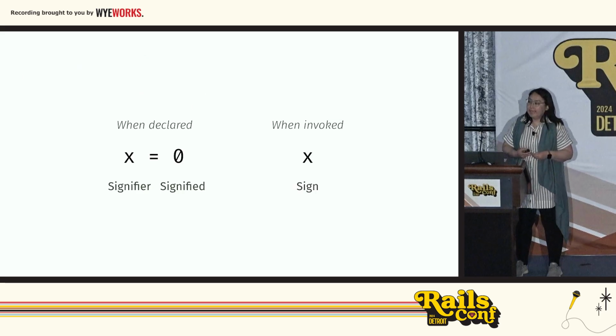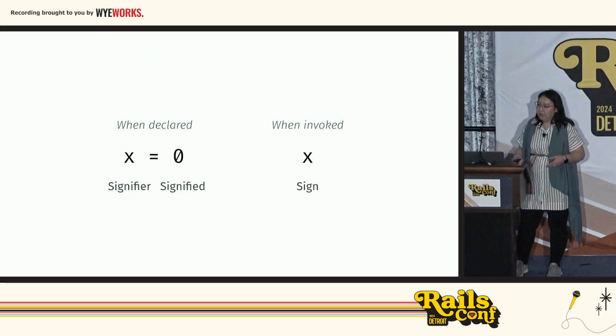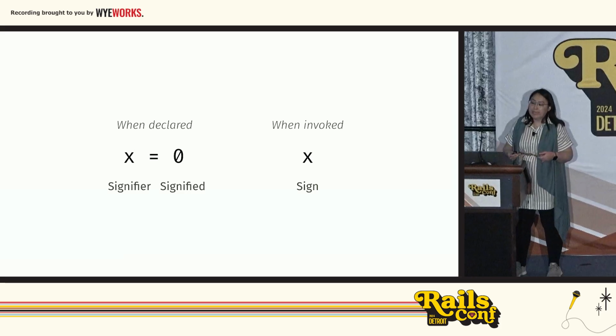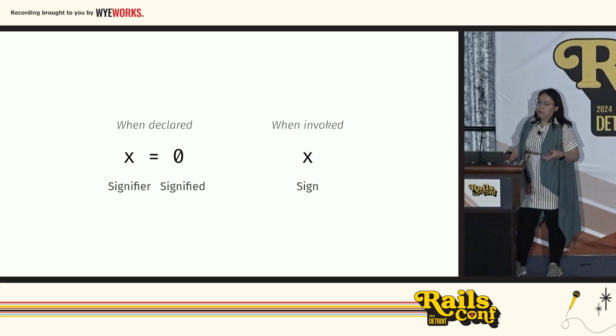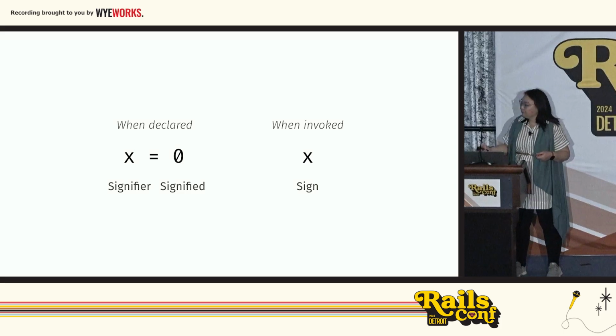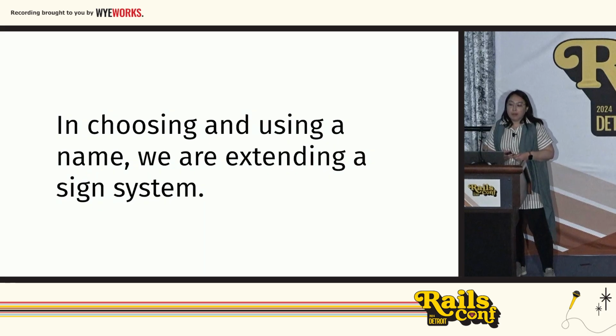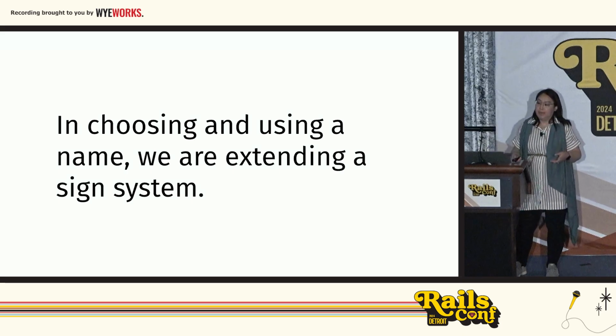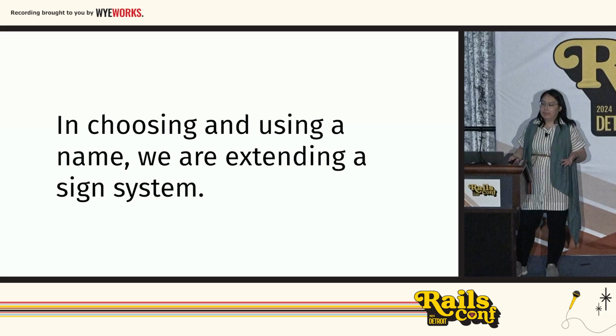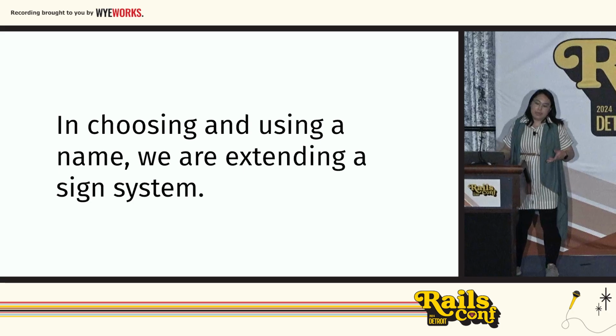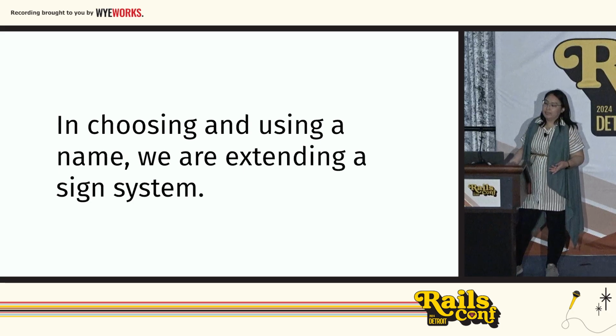My talk today is about the declared name, the signifier, and its place as a sign when invoked in an application. We have been told that naming is one of the hardest problems in computer science, and I believe that this is because in choosing and using a name, we are extending a sign system that we want to be understood by other humans. And we must understand how a name functions within the system to be able to use it.